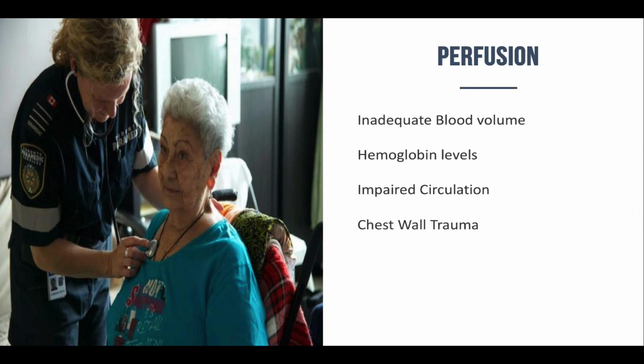And what about perfusion related problems? Well, inadequate blood volume. Of course, if you don't have enough blood to get the oxygen to your tissues, that's going to be a problem. Low hemoglobin levels as well. Impaired circulation is going to be an issue as well. And also, of course, we always go back to the trauma, and chest wall trauma can also be an issue. So again, guys, basic high points for diffusion and perfusion.